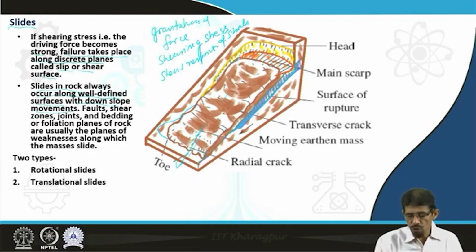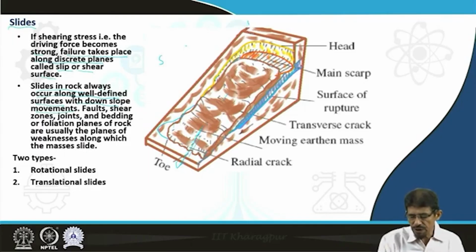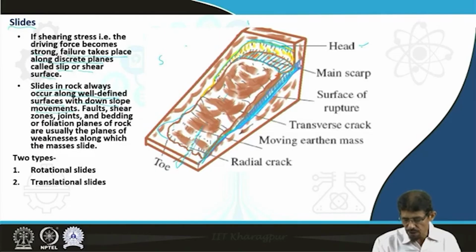If we are going to see the different elements of a landslide, we can see here the head. This marks the original ground, the periphery of the original ground from which the slides started initiating. Then there is a formation of main scarp, which is a remnant portion of the original ground. Progressively there is a formation of surface of rupture that becomes the potential plane for slide of the detached mass.